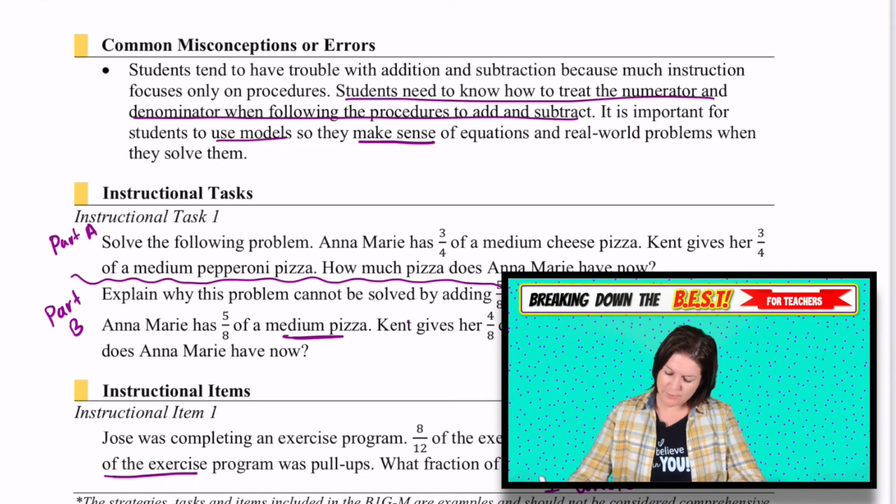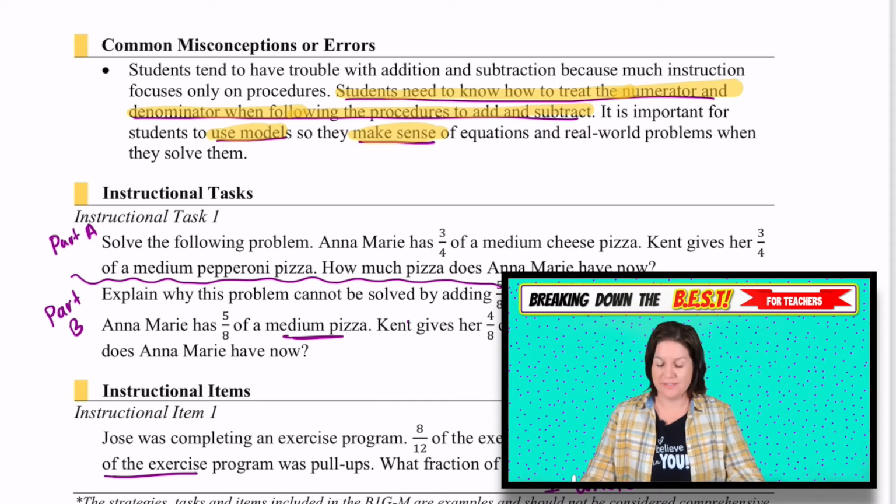Okay, common misconceptions or errors. I underline this, that students need to know how to treat the numerator and the denominator when following procedures to add or subtract. That's why it's important to use models so they make sense of it, okay?